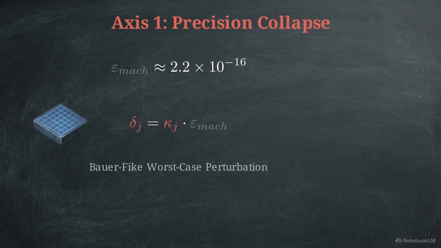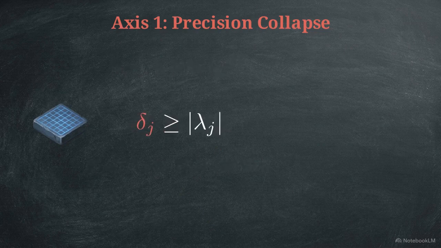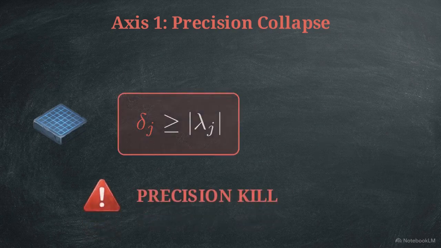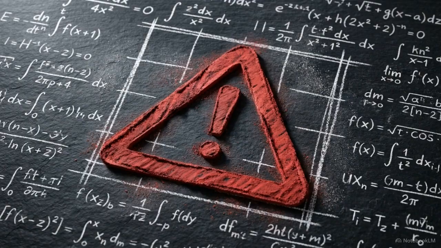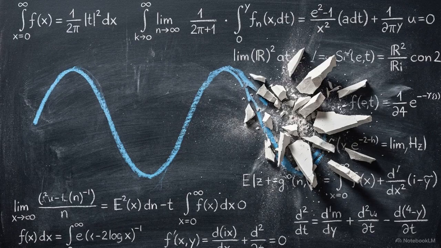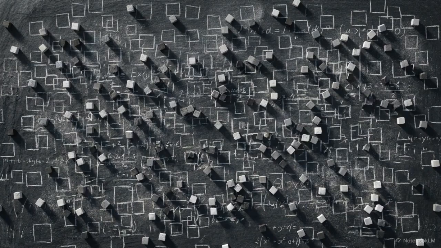Here is the failure threshold. If this worst-case perturbation equals or exceeds the absolute value of the computed eigenvalue itself, that specific eigenmode tier is flagged as a precision kill. When a tier fails this axis, the computed eigenvalue has been entirely swallowed by machine rounding error. Mathematically, it is indistinguishable from random hardware noise.